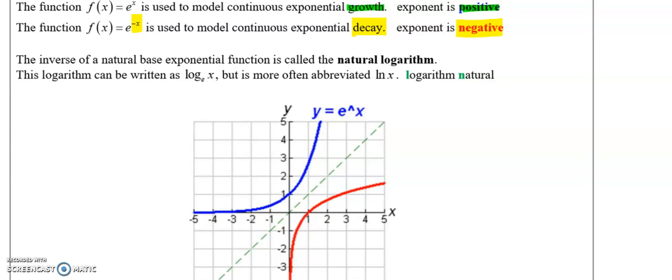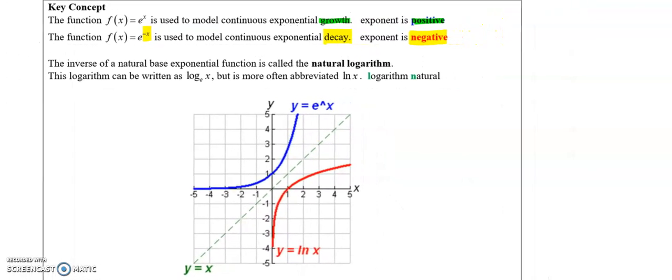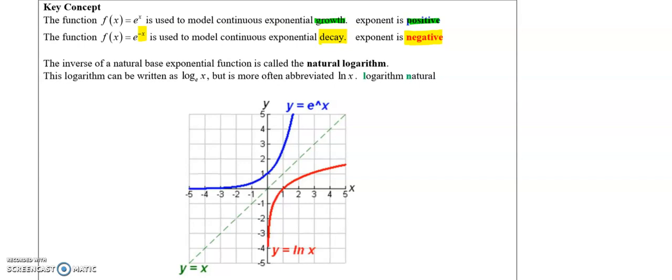The inverse of a natural base exponential function is called a natural logarithm. There's a lot of nature going around. This logarithm can be written as log base e of x, but because we use it so often, kind of like log base 10 is the common log, we just say log. We don't say the base 10 anymore. Instead of writing log base e, because again, it's used so often, we write it as natural log.